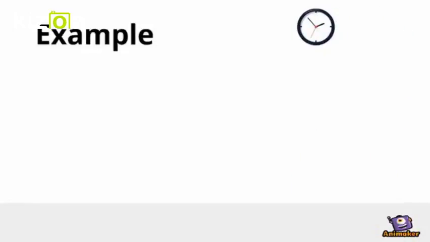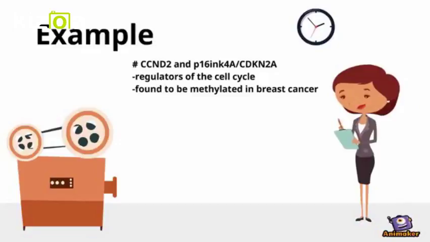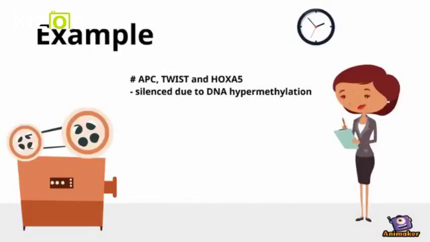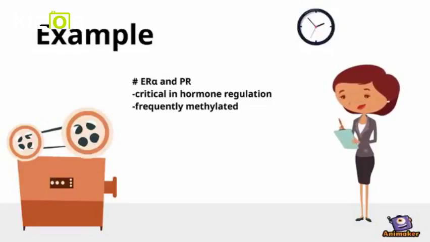For example, CCND2 and P16INK4A or CDKN2A function as important regulators in the cell cycle. They are usually found to be methylated in breast cancer. APC, Twist and HOXA5, which play important key roles in apoptosis, are silenced due to DNA hypermethylation, while ER-alpha and PR, which are critical in hormone regulation, are also affected.